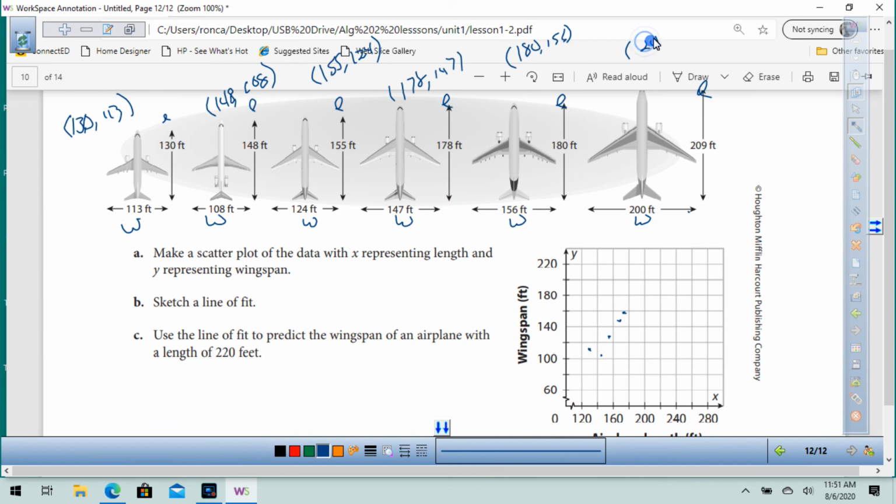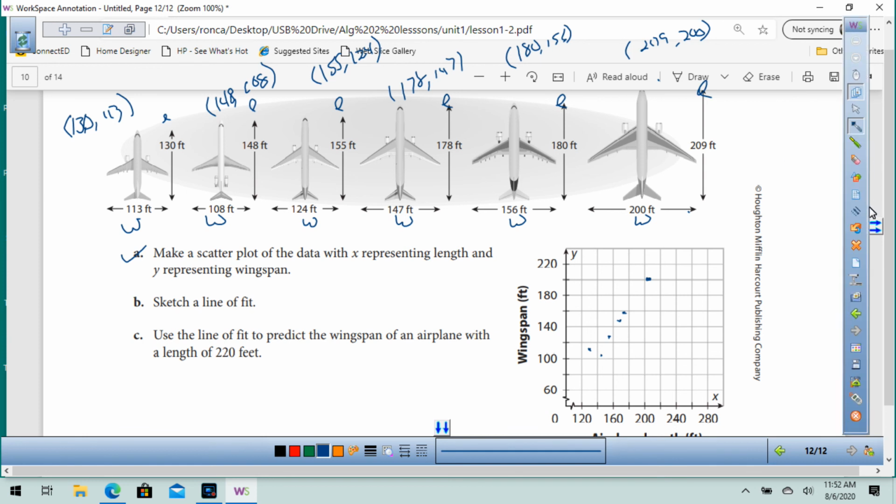And then we have 209 and 200. 209. It's going to be right after that. And then 200. Let's see, 180. It's probably right in there. Okay. So we did that.